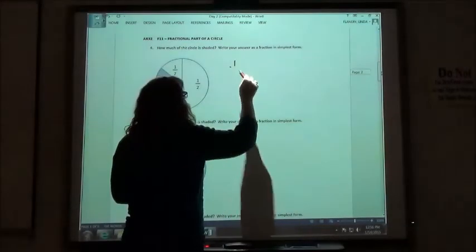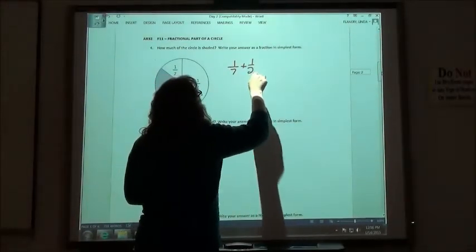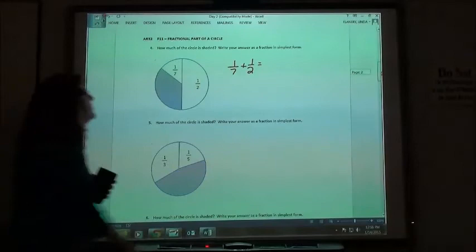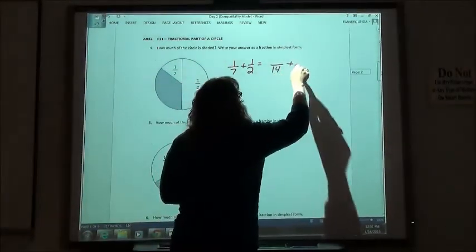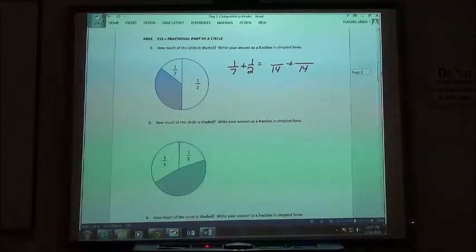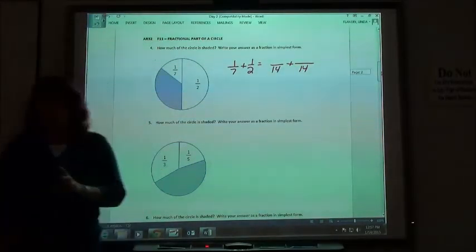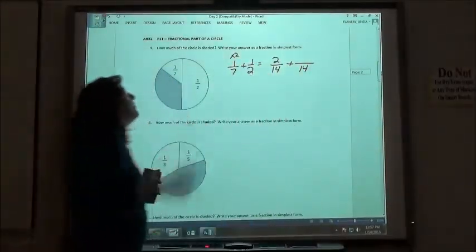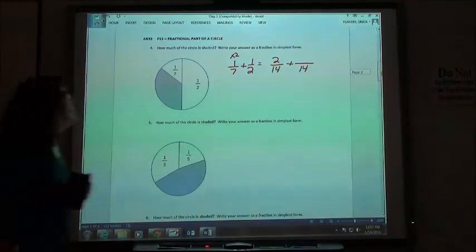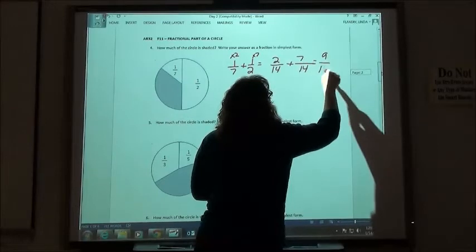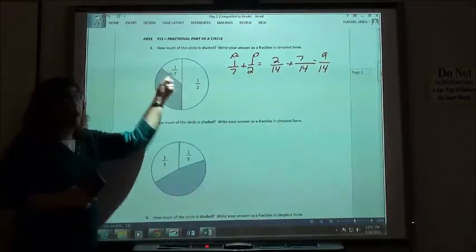We're going to take the 1/7 plus the 1/2. We're going to find a common denominator. My common denominator is 14. And then we're going to make our equivalent fractions. 1/7 is equal to how many 14ths? 2. 7 went into 14. 2 times 1 is 2. 1/2 is equal to how many 14ths? 7. 2 went in there. 7 times 1, 7. So we have 9/14ths of our circle that's in white.